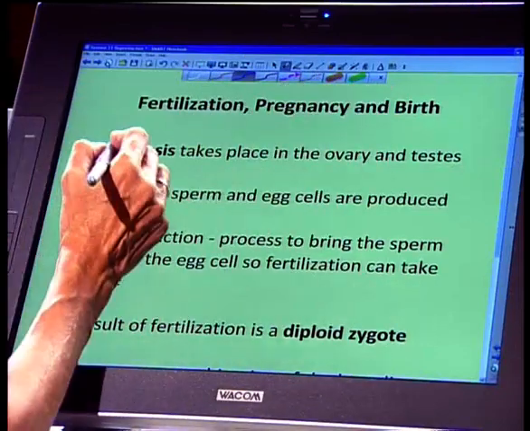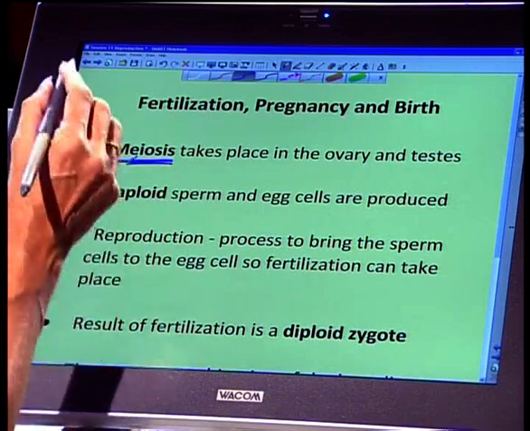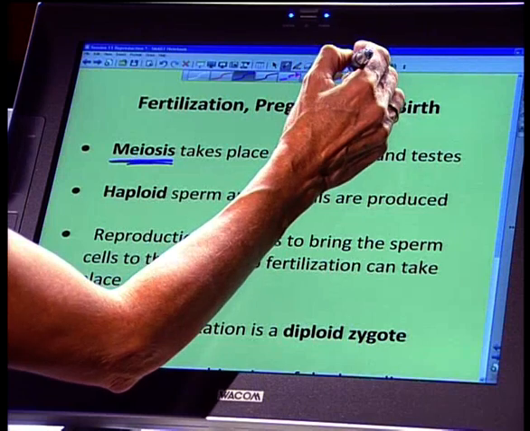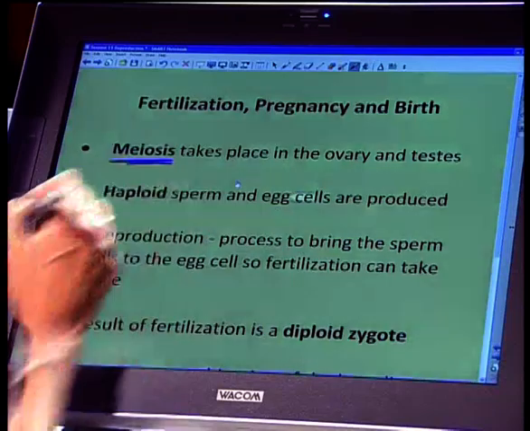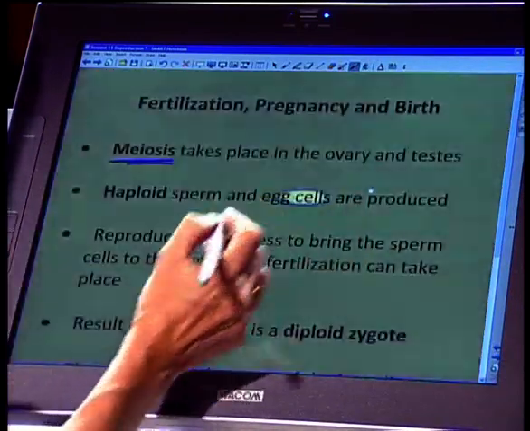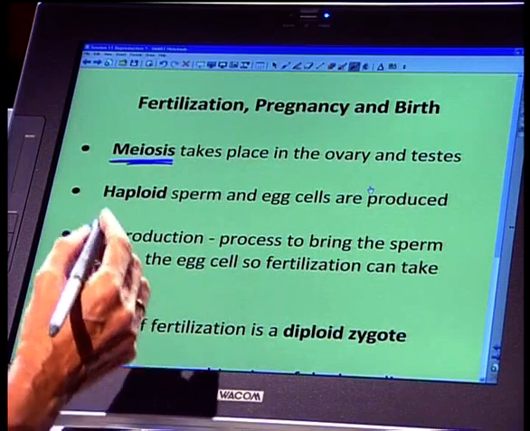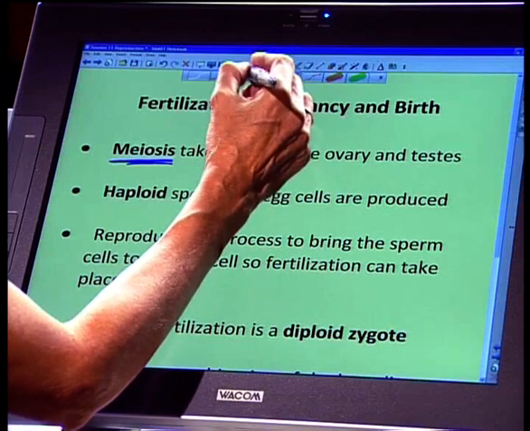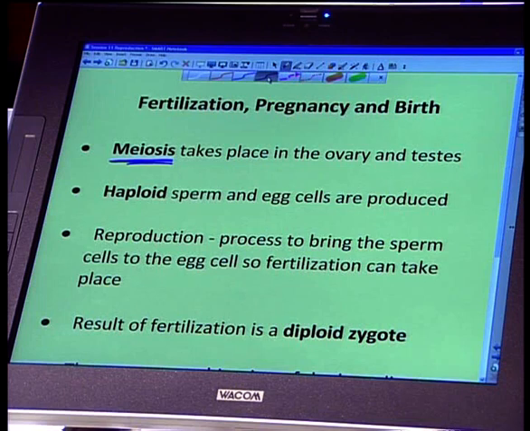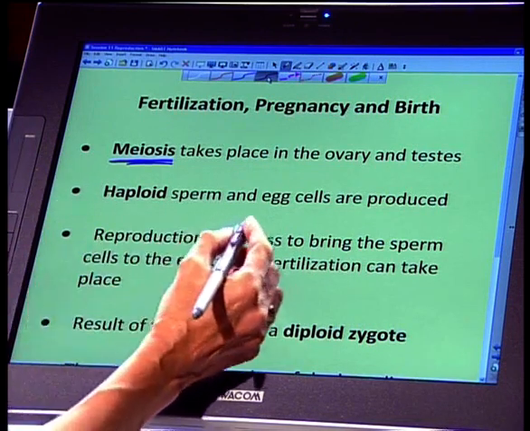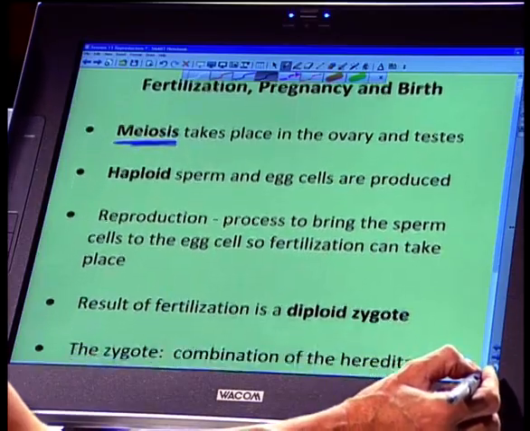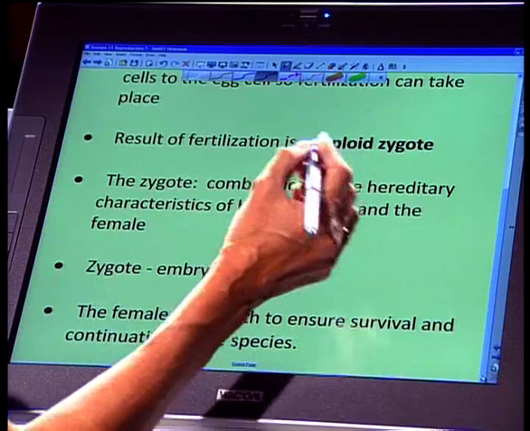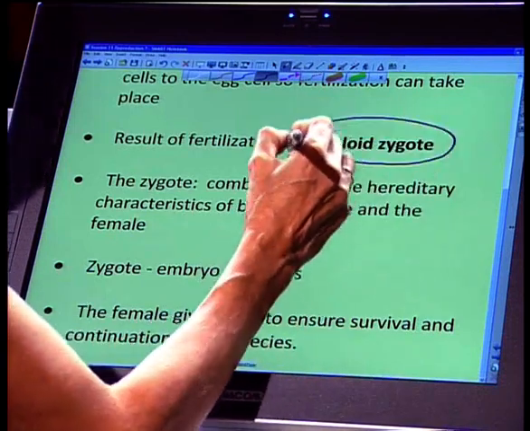All right, here we go. Fertilization, pregnancy, and birth. People, remember, first thing that has to happen is meiosis. Meiosis must occur. What do we end up with? We end up with haploid sperm cells, and we end up with haploid egg cells. Now, those haploid sperm cells and haploid egg cells are going to do what? We're going to bring the 2 of them together during a process called fertilization. So, reproduction is the process to bring the sperm cells and the egg cells together so fertilization can occur. And when the egg cell and the sperm cell join, we end up with a diploid zygote.